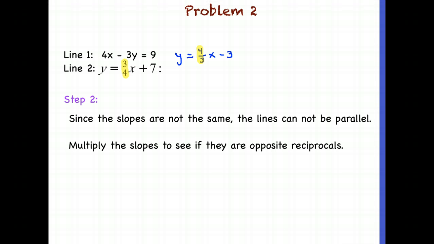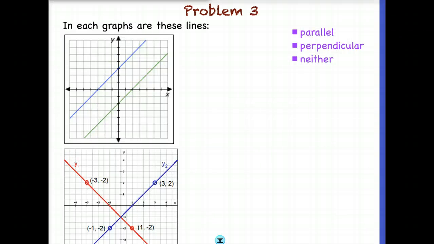Okay, now let's look at our third problem. Now we are looking at these lines graphically, and they certainly look parallel and perpendicular, but we need to prove it. So in each of these graphs, are these lines parallel, perpendicular, or neither? If we take the first graph, we need to figure out the slope of each of these lines. If you have a graphical line, it's easy to do. You just pick 2 points.